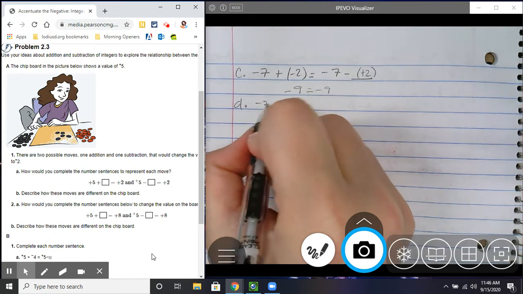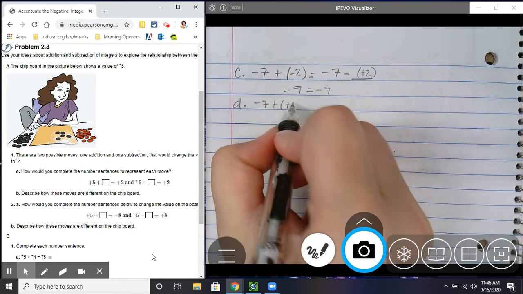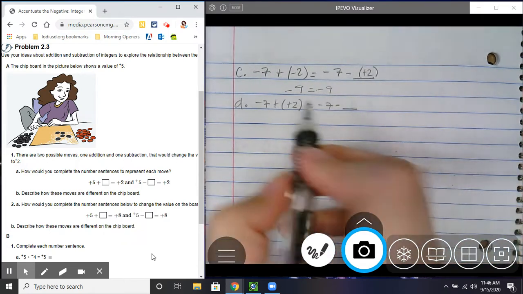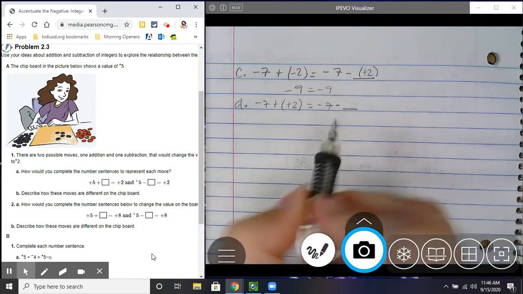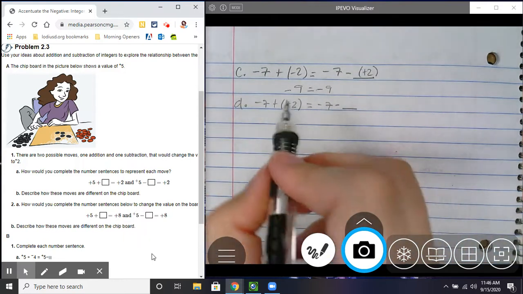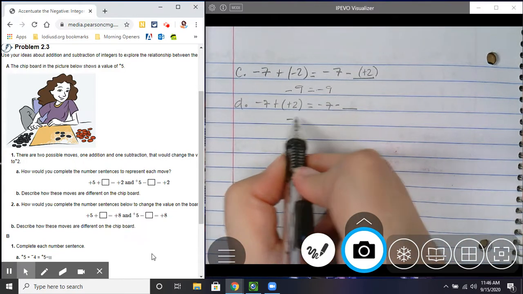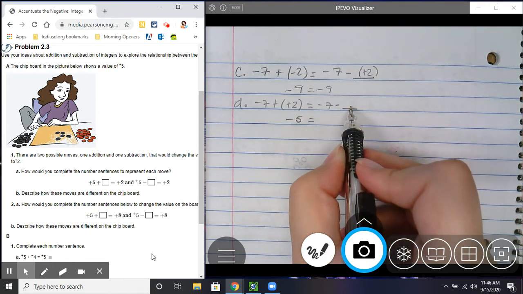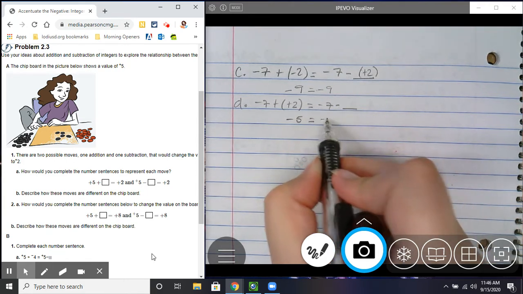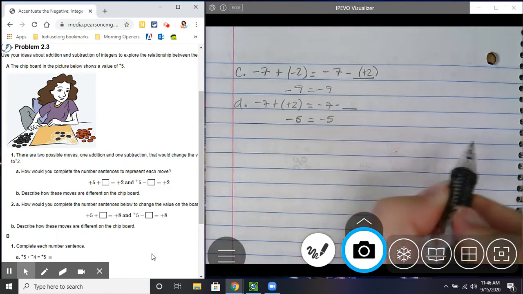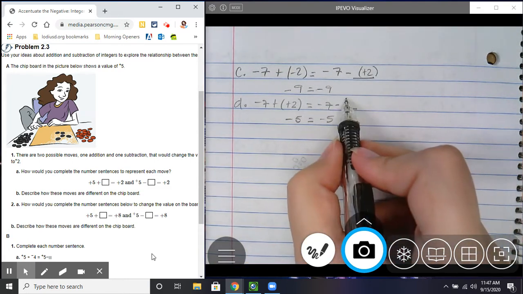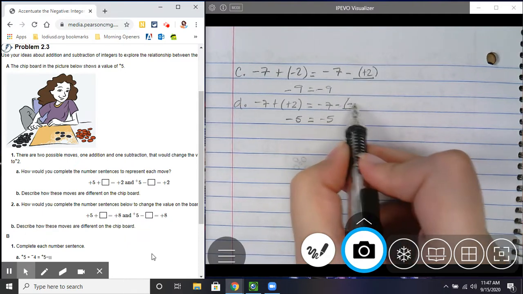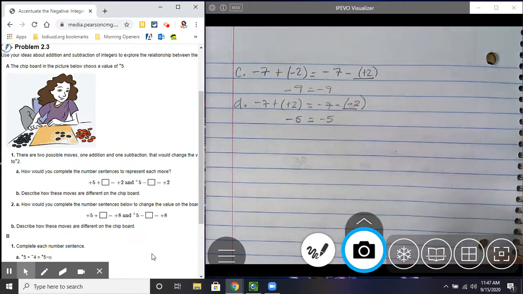And then we have -7 plus positive 2 equals -7 minus some number. So this time we're going towards positive land on the other side. So this one is going to be -5. And then -7 minus some number, you need to end up with -5, which is closer to 0. So you have to have that negative to counteract, right? And then it's going to be the same number of bunny hops.